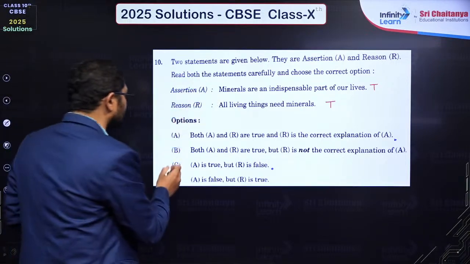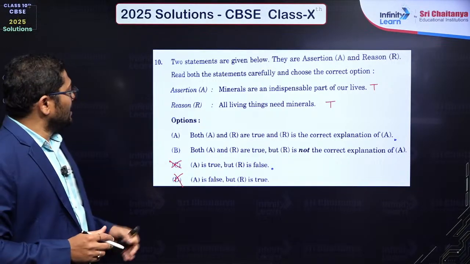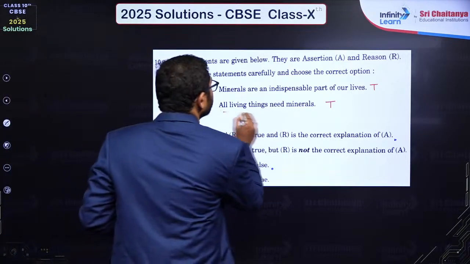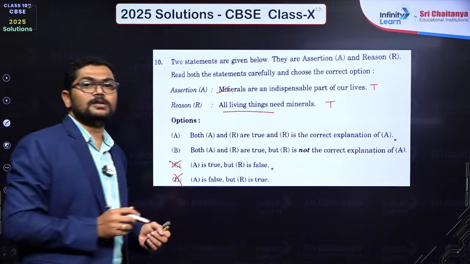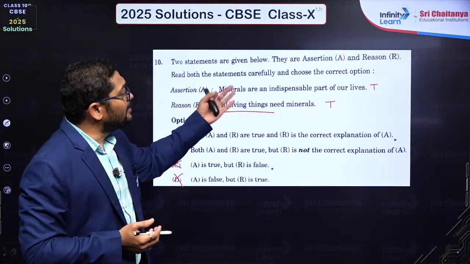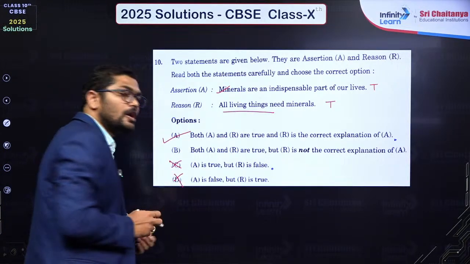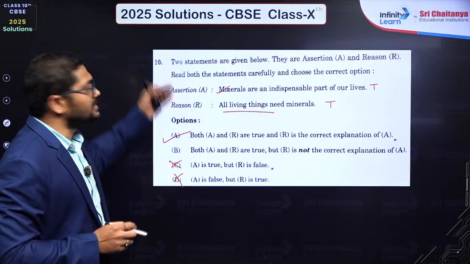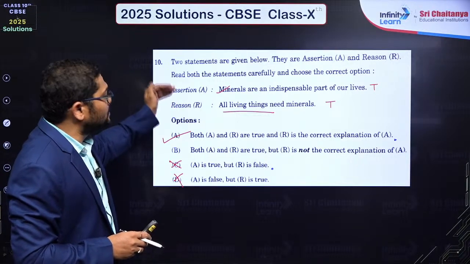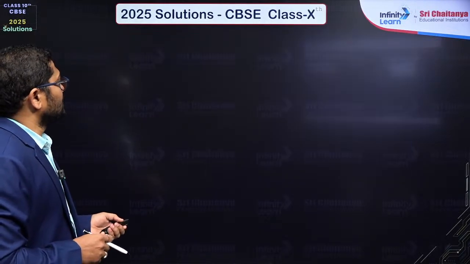Whenever both the statements are true, options C and D are ruled out. So let's see between A and B. The reason given here is that all living things need minerals. Yes, because of this, minerals become an indispensable part of our lives. Each and every living being needs minerals. That's why minerals are an indispensable part of our lives. So we can go with option A. Option A is the correct answer for question number 10: both A and R are true and the reason is the correct explanation of the assertion. Next one, question number 11.